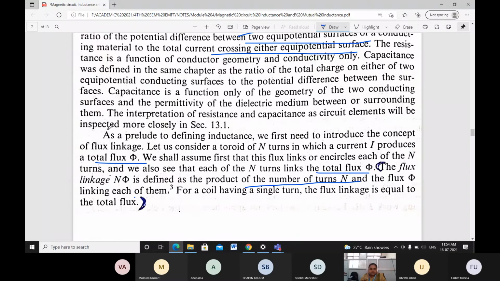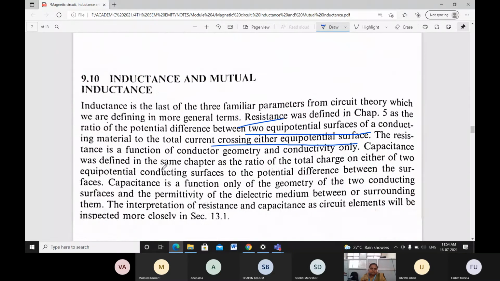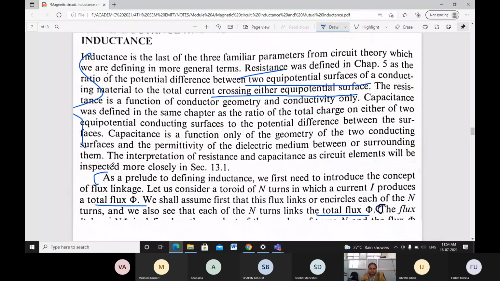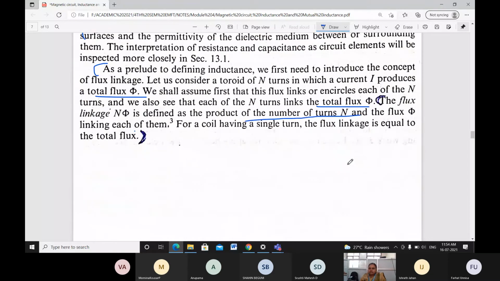From this you can write the theory when this question is asked. It's just about resistance and capacitance they explained, no need of those things. Then for a coil having a single turn, the flux linkage is equal to the total flux. Observe here, what is the definition of flux linkage?